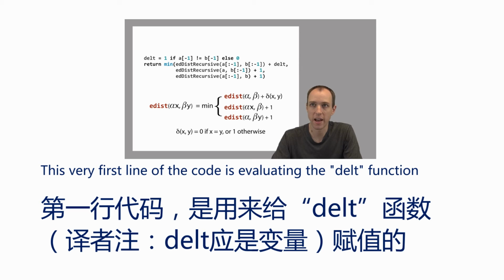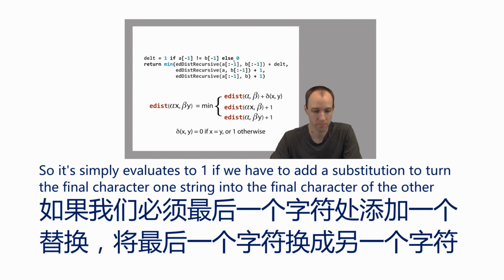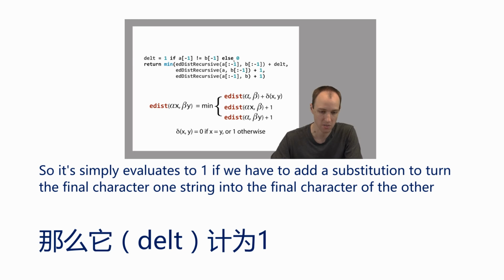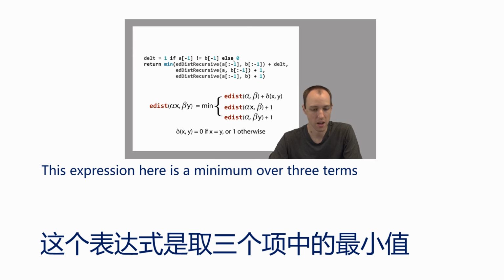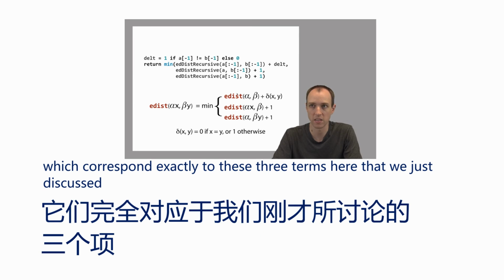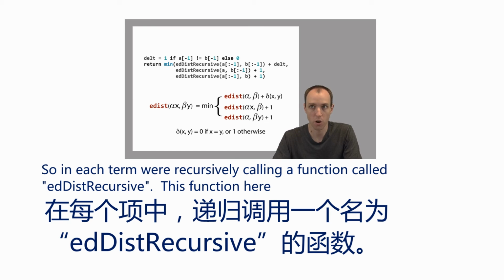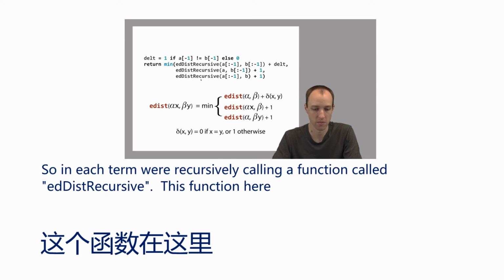This very first line of the code is evaluating the delta function. So it simply evaluates to 1 if we have to add a substitution to turn the final character of one string into the final character of the other. This expression here is a minimum over 3 terms, which correspond exactly to these 3 terms here that we just discussed. So in each term, we're recursively calling a function called edDistRecursive, this function here.